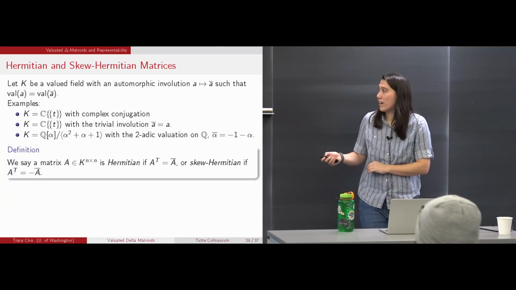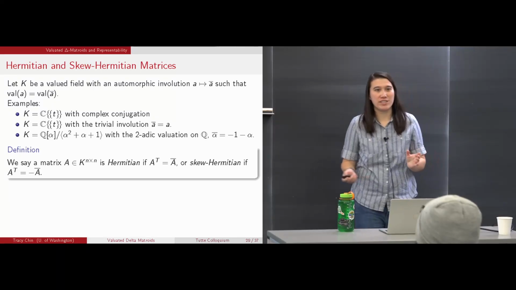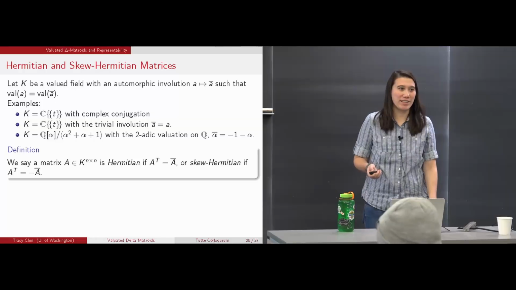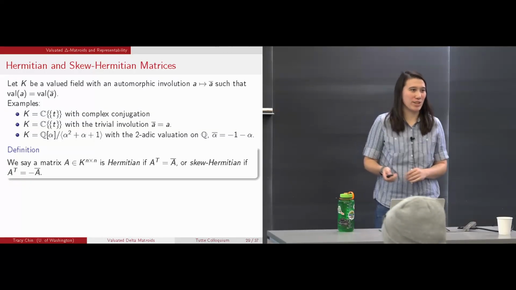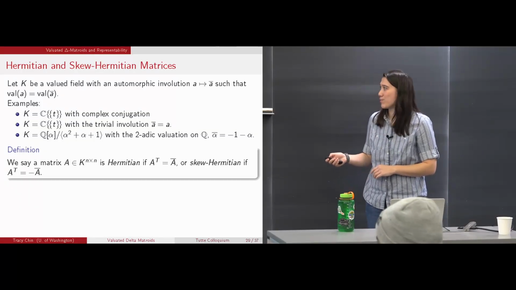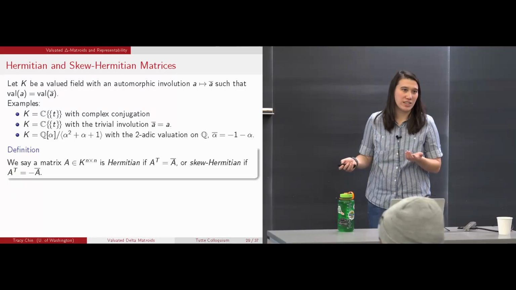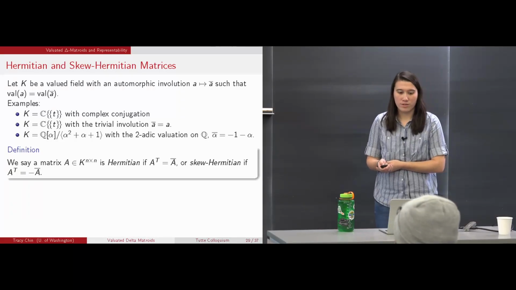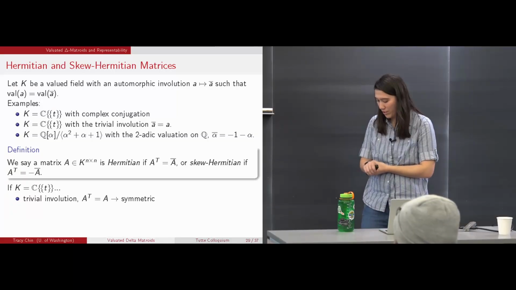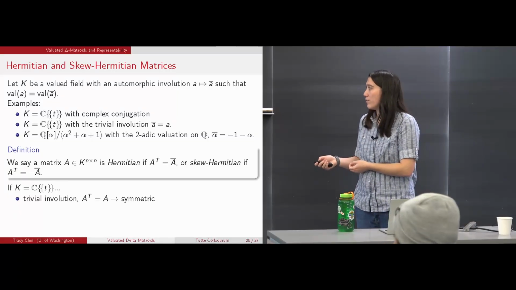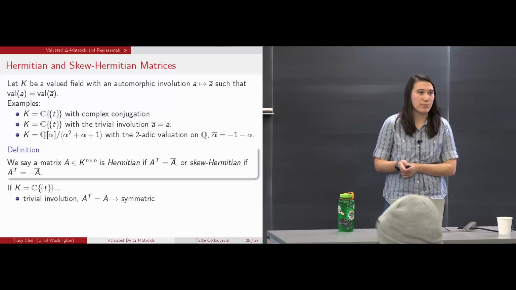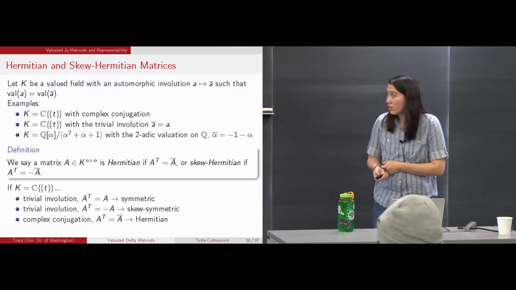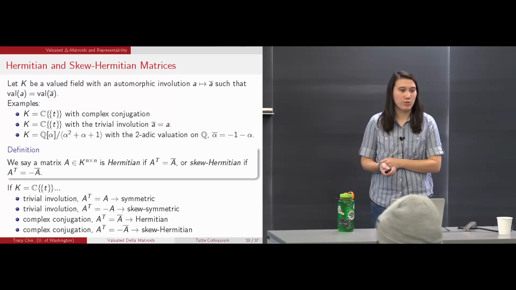And then we're going to define Hermitian and skew Hermitian matrices to be basically what you would expect, but keeping in mind that our involution might not be complex conjugation. So if A transpose equals A bar, it's Hermitian. A transpose equals negative A bar, skew Hermitian. So for example, over the complex Poisson series, if we take the trivial involution, this ends up being symmetric matrices, or skew symmetric matrices, or Hermitian matrices, or skew Hermitian matrices.